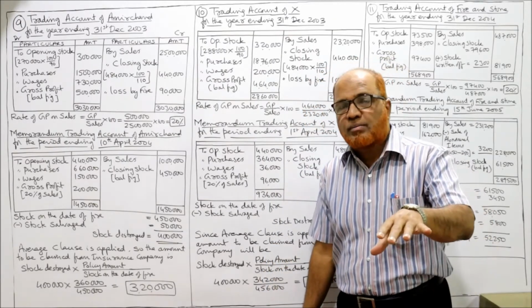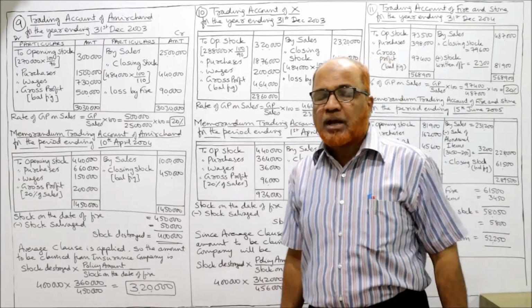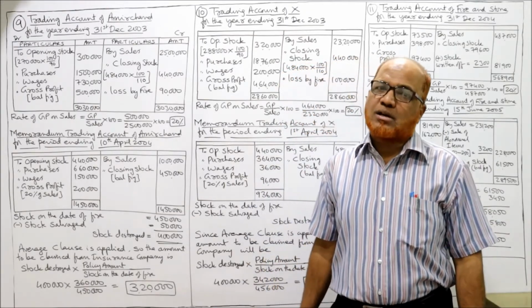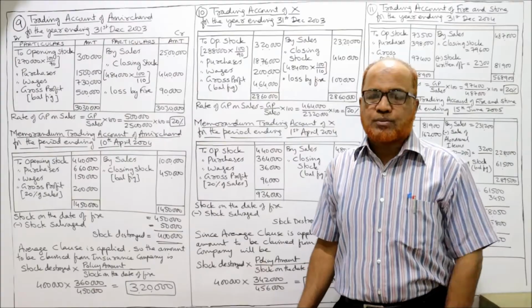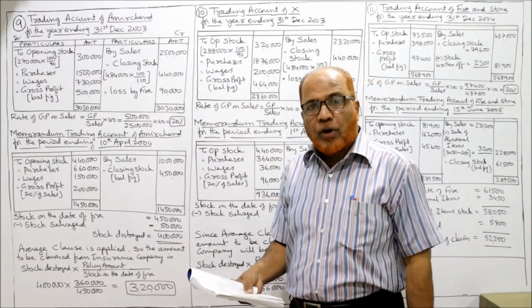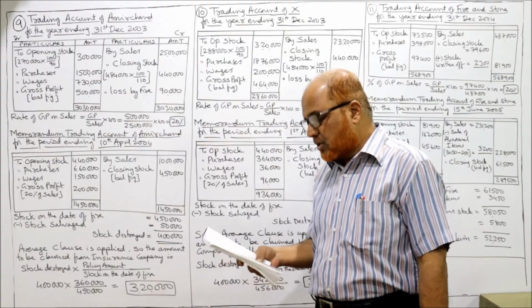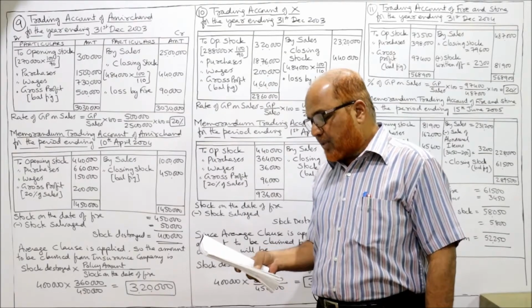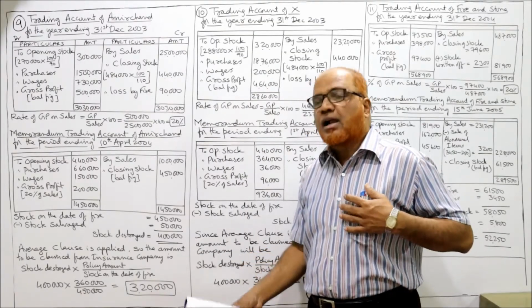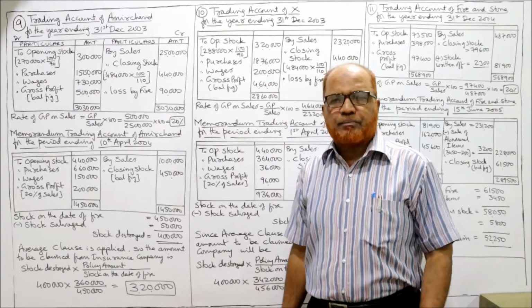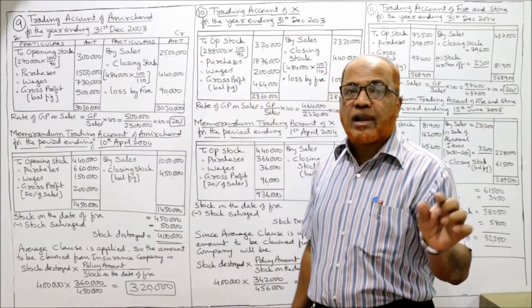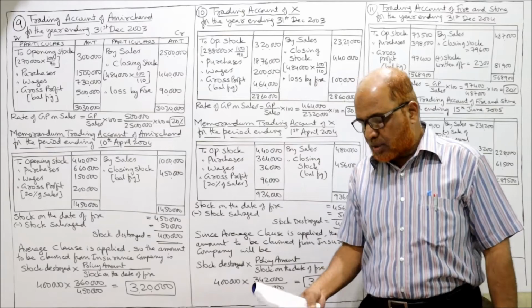When the average clause is applied, the total loss will not be compensated by the insurance company. Partly it will be reduced. So here the new point is that the average clause is applied. The policy amount taken is 3,60,000 to cover the loss of stock by fire. You are required to ascertain the amount to be claimed from the insurance company. Finally, we have to find out how much claim is to be made from the insurance company.